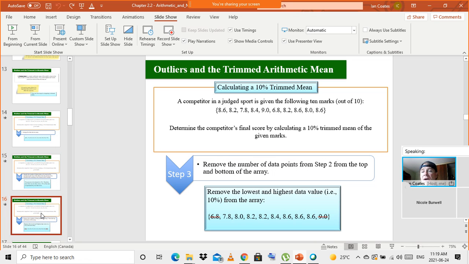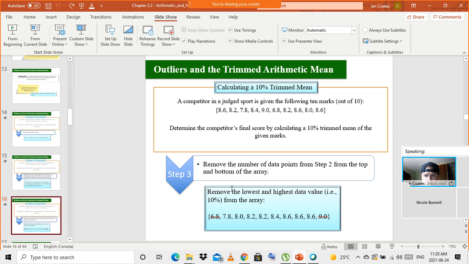Therefore, since there are 10 data points, 10% of 10 is 1 data value, right? Now, what it means is you're going to take out your lowest value and your highest value. I know you might be confused because there's 10 data points, and if I take away 2 points, that's 20%, right? But really, when you say a 10% trimmed mean, you're taking 10% from the bottom and 10% from the top.